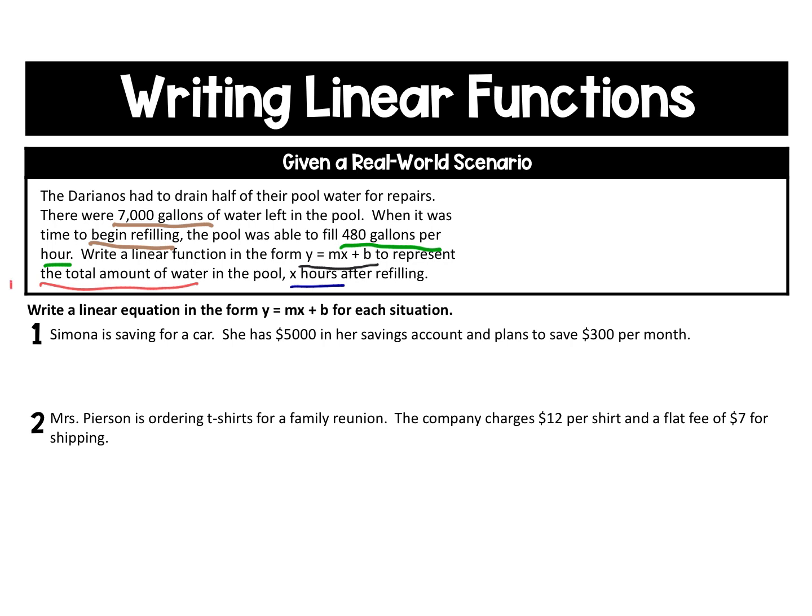Y is the amount of water in the pool in gallons, and x is the time that's elapsed since refilling in hours. There were 7,000 gallons of water left in the pool when it was time to begin refilling. Therefore, 7,000 is our y-intercept, or b value, and the pool was able to fill 480 gallons per hour. The word "per" tells us we have a slope, as does the fact that we have both gallons and hours. Since we have a slope and y-intercept, we are going to be using y equals mx plus b, where m is the slope and b is the y-intercept, and our final equation is y equals 480x plus 7,000.